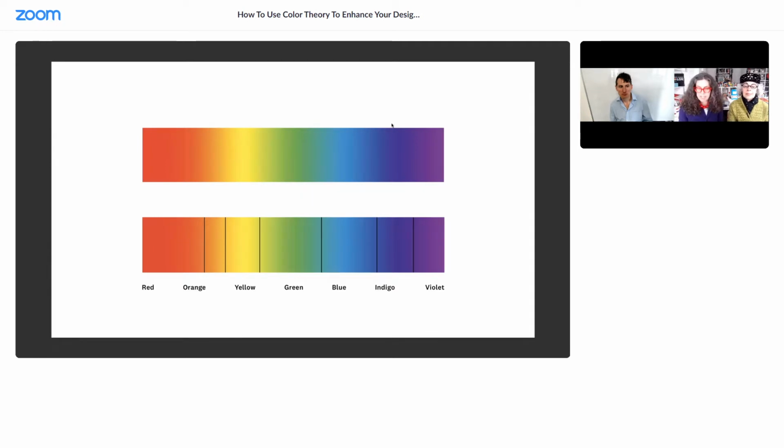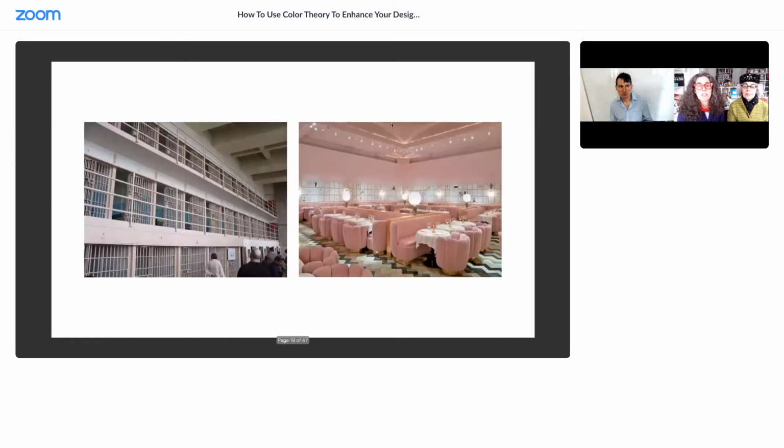And the third is our personal association with color. So if you happen to have gone to prison and were put in a pink cell, you probably have a pretty negative association with pink. But if you had one of your best nights of your life in this beautiful pink restaurant, you probably have a very positive association.